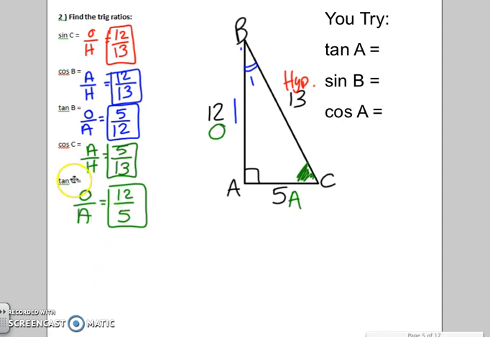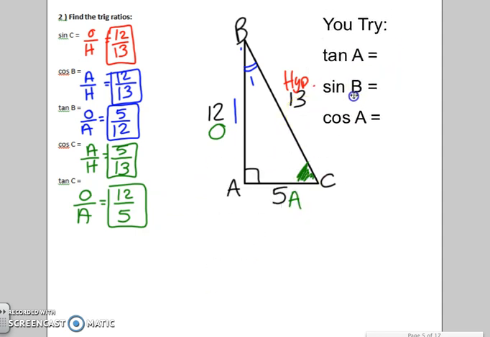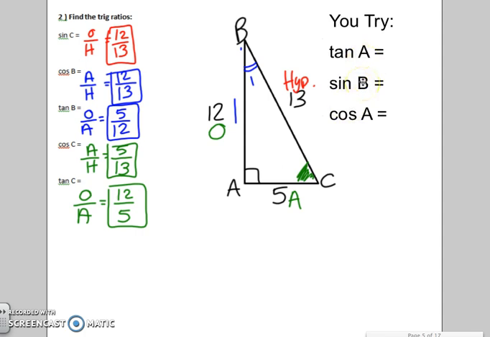Now you will always be given the angle, so you can label opposite and adjacent and hypotenuse. So why don't you try these? Find the tangent of A, sine of B, and cosine of A. Leave them as a fraction and press pause and we'll go over the answer.